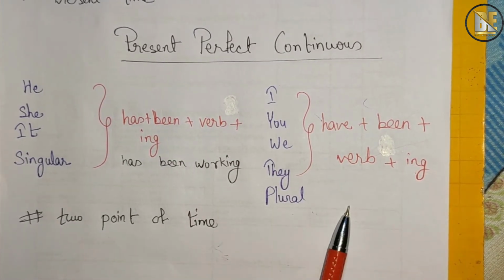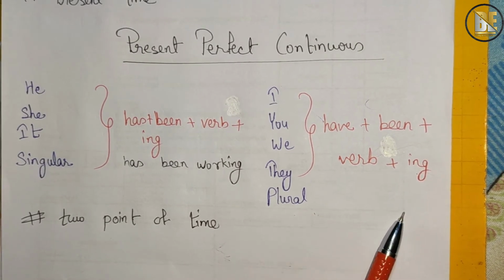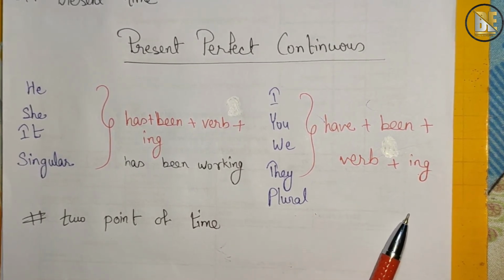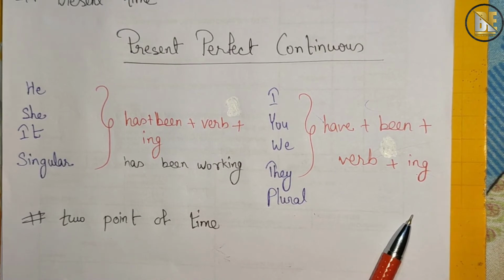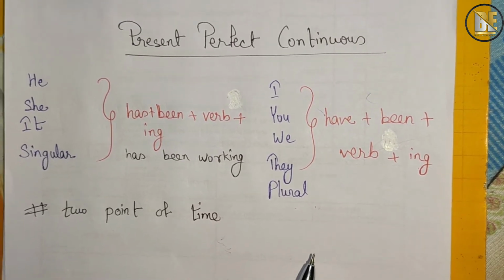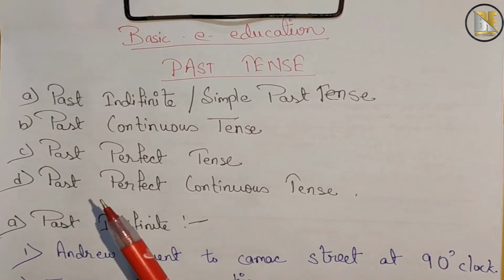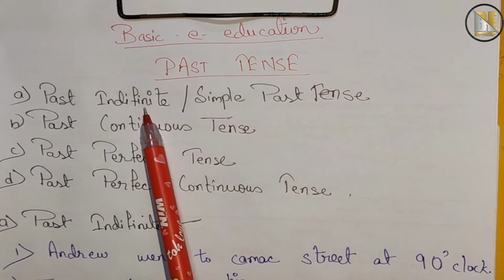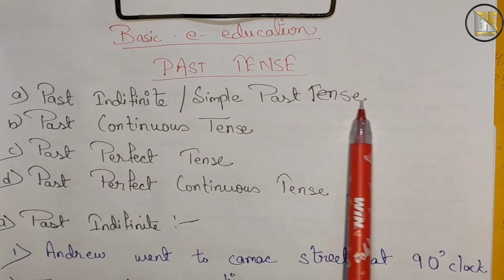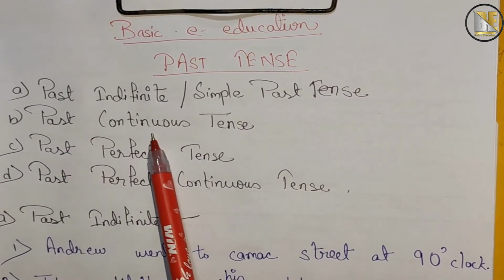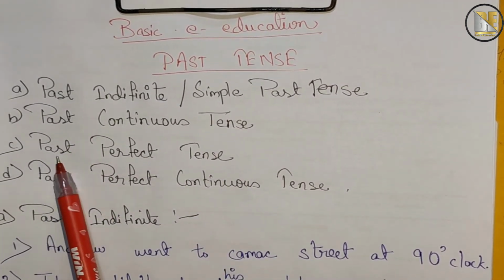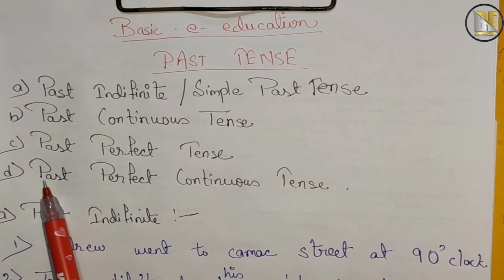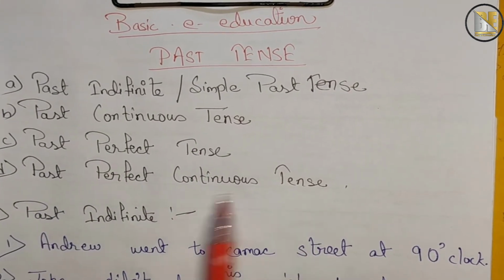I have already discussed this tense. If you have any doubts and queries, you can see the previous video, or you can see the slides coming over here also. So as we have completed present tense, the next one is past tense. The first one is past indefinite, or we can call it simple past tense. The next one is past continuous tense. The third one is past perfect tense, and the last one is past perfect continuous tense.